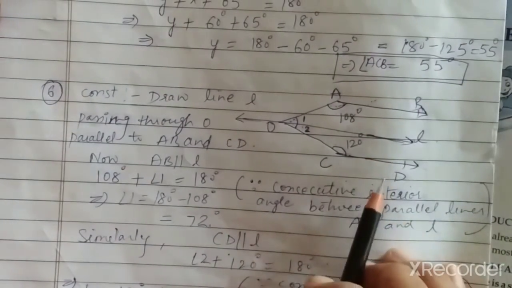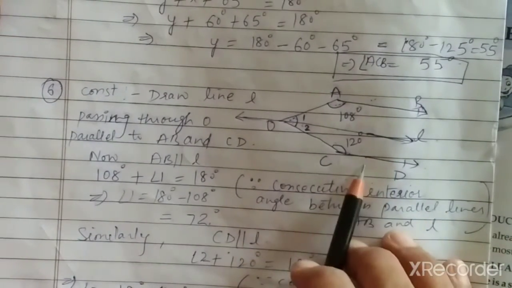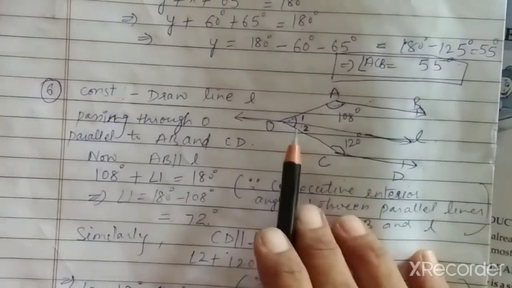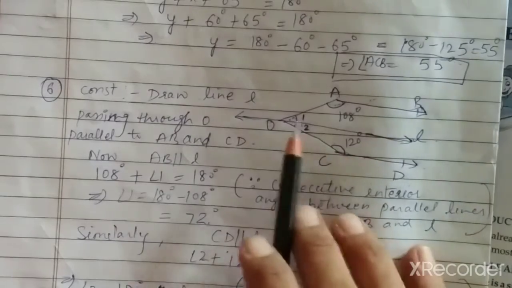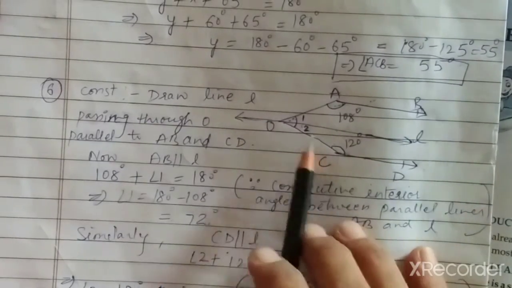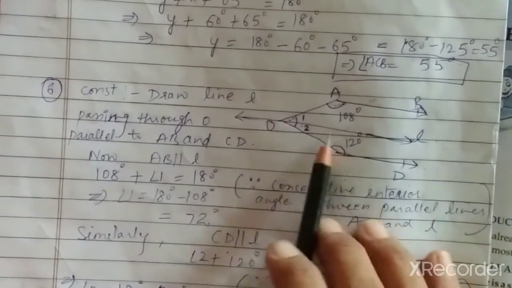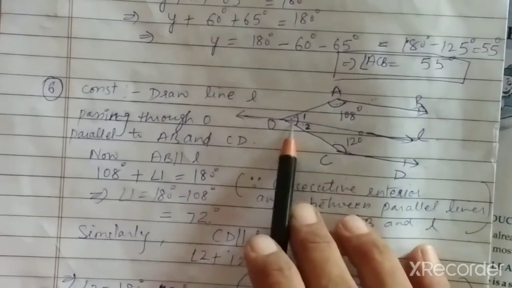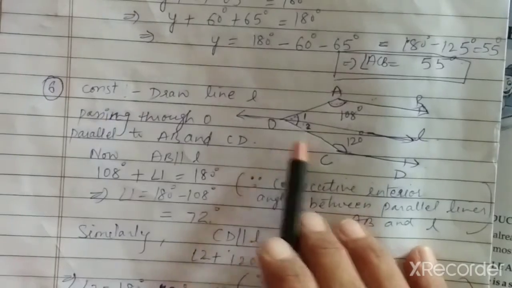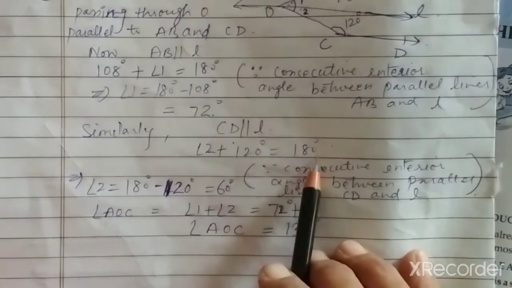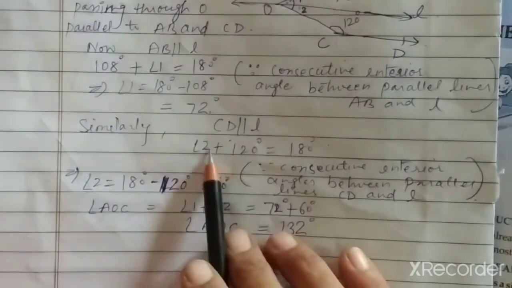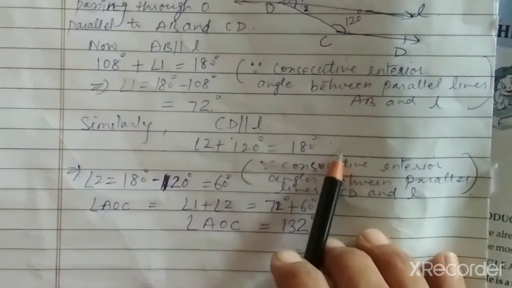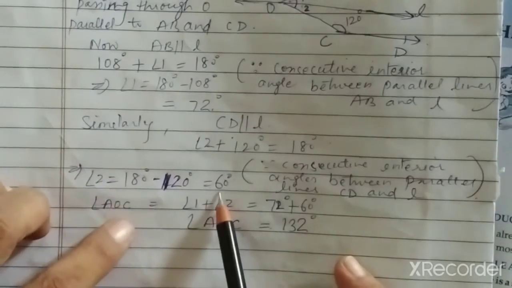Similarly, line L and CD, these are also parallel lines and OC is the transversal. So angle 2 and 120, these are again the consecutive interior angle on the same side of transversal between the parallel lines L and CD. So these will be supplementary. So angle 2 plus 120 will be 180. Again angle 2 will transpose 120 to right hand side, it become negative. So we get angle 2 equals 60 degree.